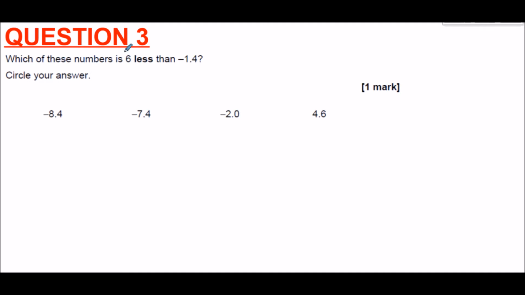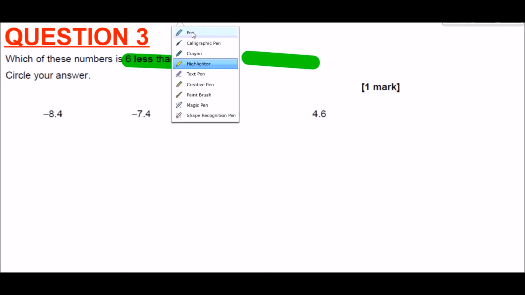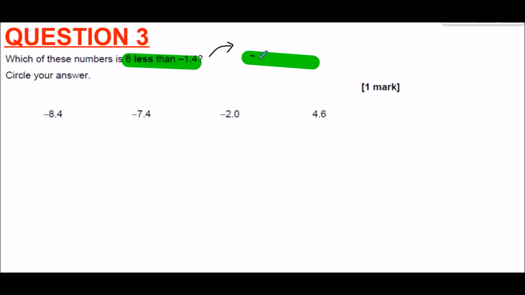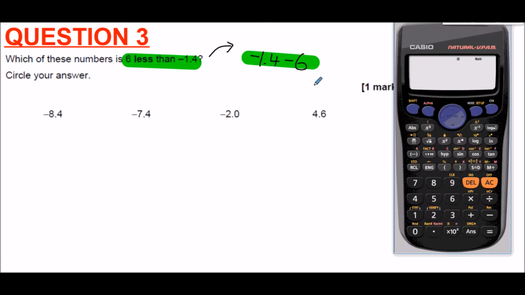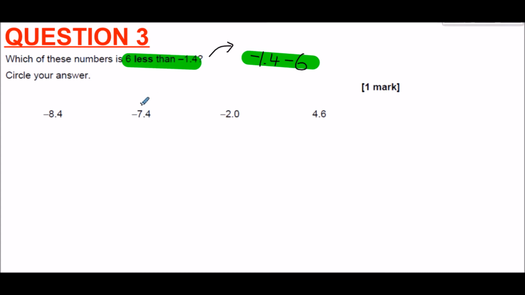Question 3. Which of these numbers is 6 less than minus 1.4? Now, what this means, in terms of a calculation, is minus 1.4 minus 6. So if you're unsure in any way for whatever reason, just remember it's a calculator paper, so we can use it if we want to. So first of all, minus 1.4 minus 6, we get this fractional answer. Press this button to change it to a decimal, minus 7.4. And so 6 less than minus 1.4 is minus 7.4. So we circle that one.